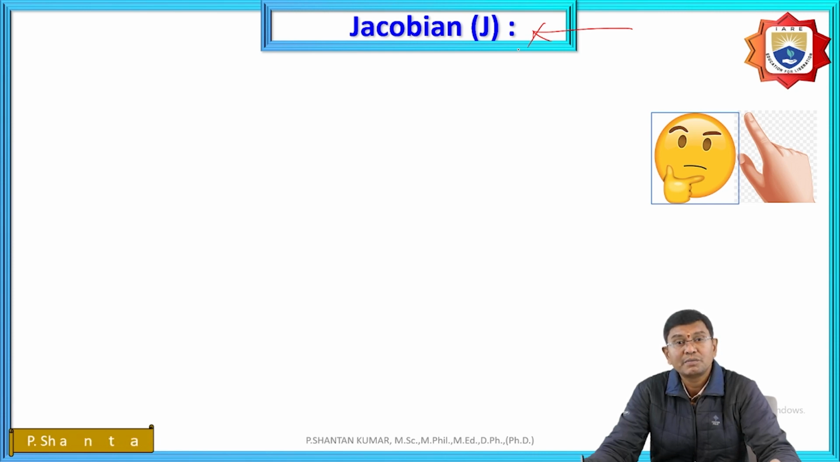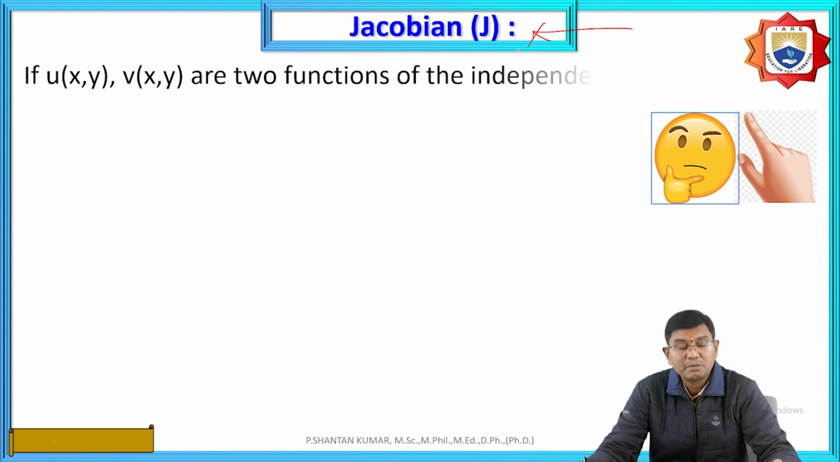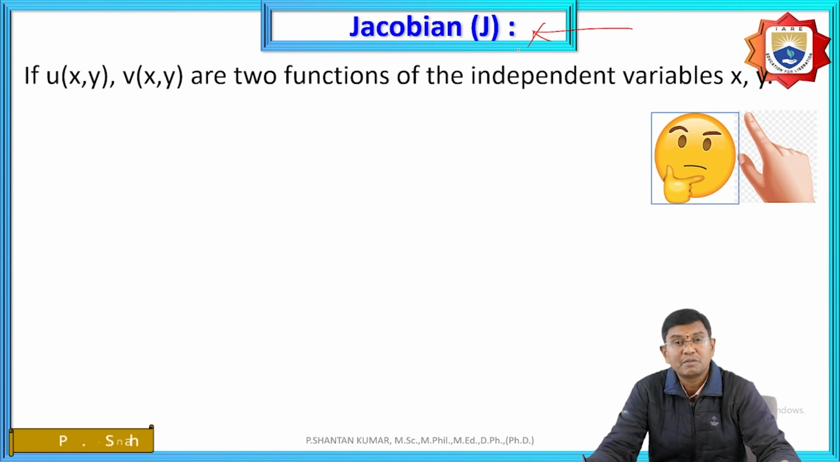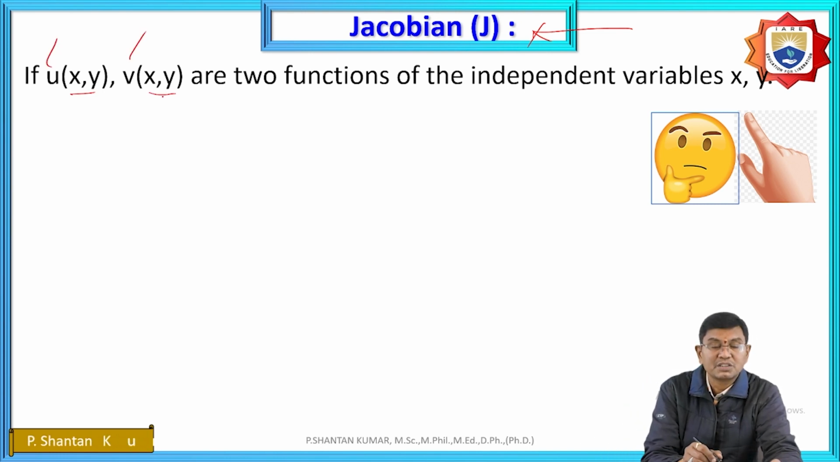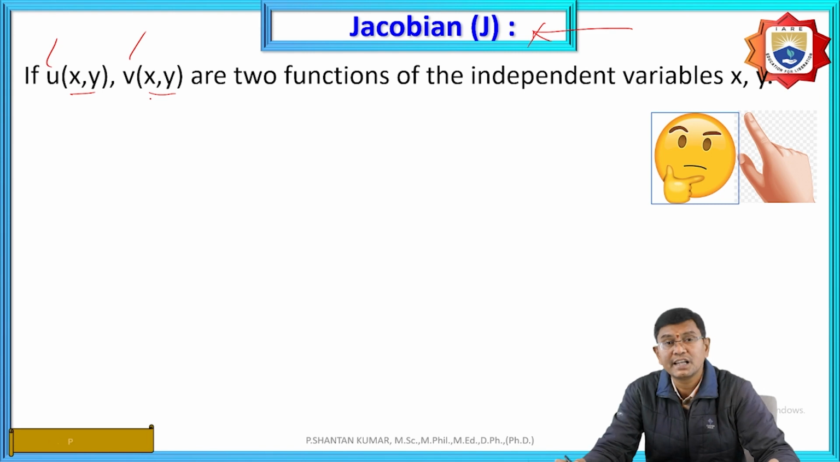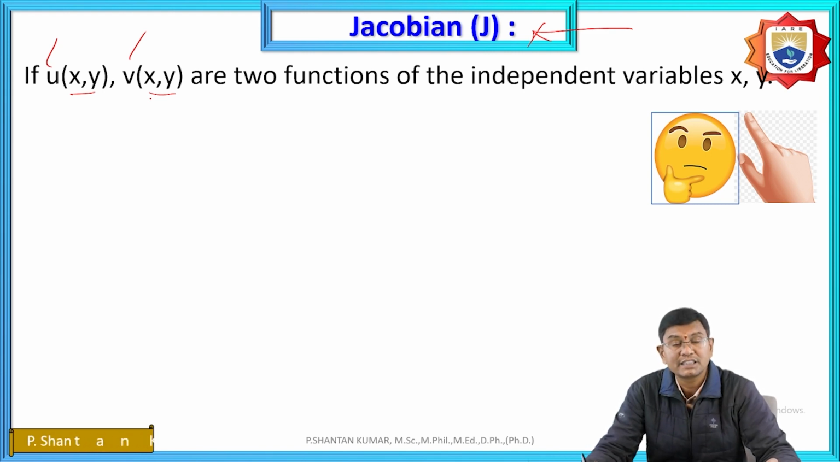Here the main concept is finding the determinant, that is, what is dependent with respect to the independent variables. Here there are two variables: u is a function of x comma y and v is a function of x comma y, two functions of the independent variables x comma y. That means u is dependent, and the independent variables are x comma y. So u is a function of x comma y and v is a function of x comma y.